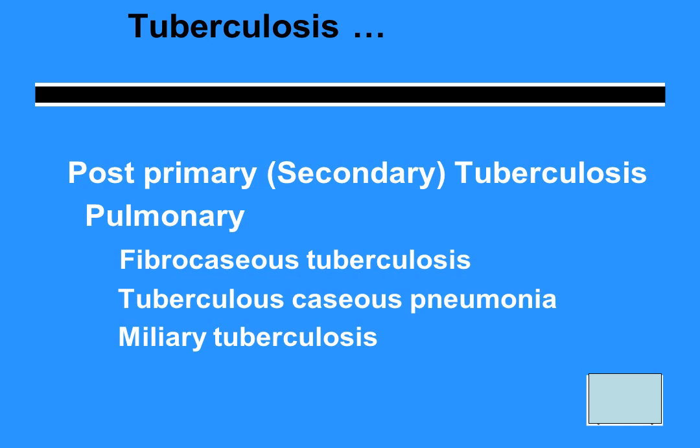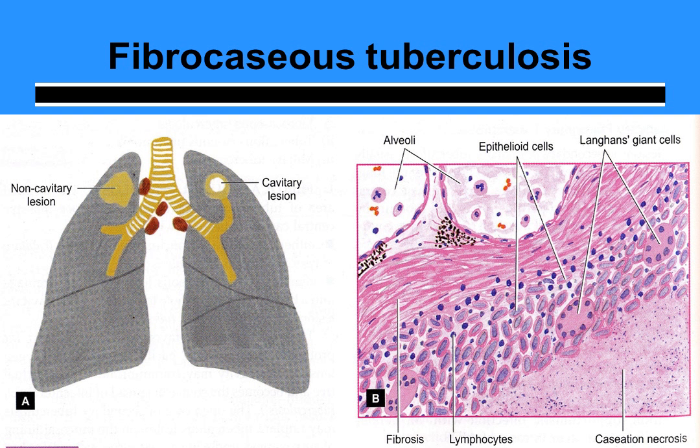This post-primary or secondary tuberculosis can have different morphological forms. The most common is fibrocaseous tuberculosis, then caseous pneumonia, or miliary tuberculosis. Fibrocaseous tuberculosis is the most common one, in which in the apical parts of the upper lobe of the lungs you will see a cavitatory lesion, the wall of which is fibrosed. The central part of the lesion shows liquefaction or caseous necrosis.